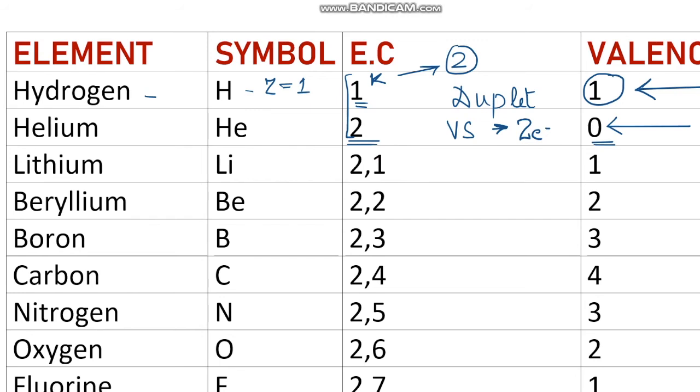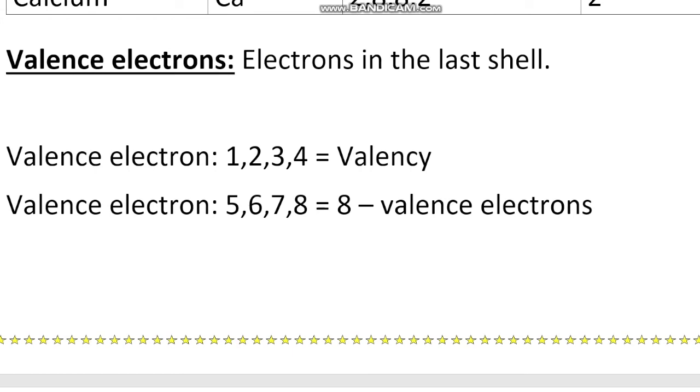Very good job. Now we have already sorted our hydrogen and helium. Let's go forward and figure out a formula to calculate the rest of the valencies. As you can see here, for all those elements where the valence electrons are 1, 2, 3 and 4, from 1 to 4, whatever number of electrons the last shell, the valence shell, has turns itself into valency. Let's take a look. What does it mean?